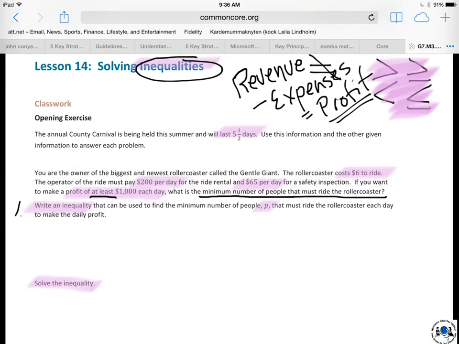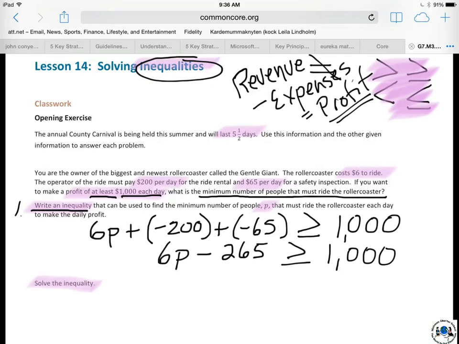So go ahead, and just like we did in Lesson 13, if you need to go back and take a look at how we did that, write the inequality that you can use to find the minimum number of people that must ride the roller coaster each day to make the daily profit of $1,000 each day. Go ahead and do that and come on back. Don't solve yet.